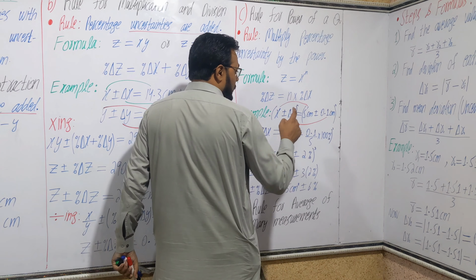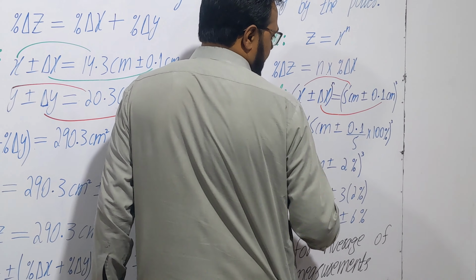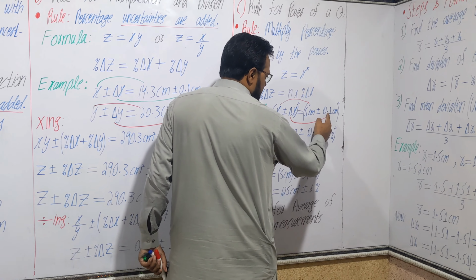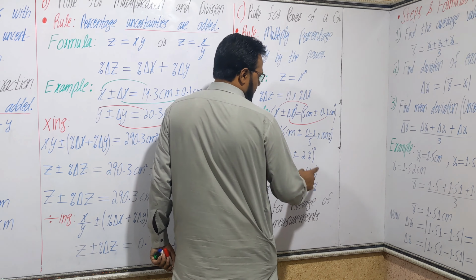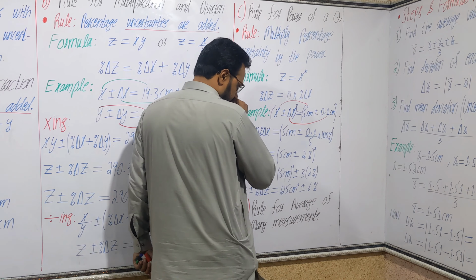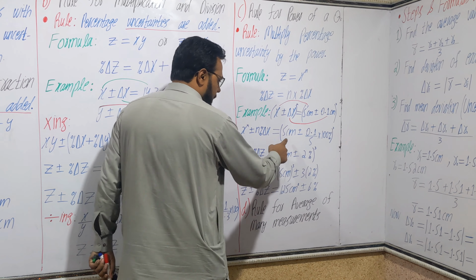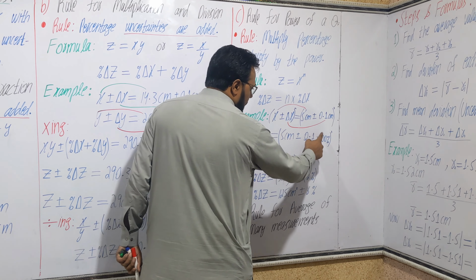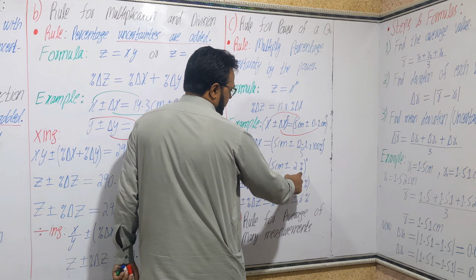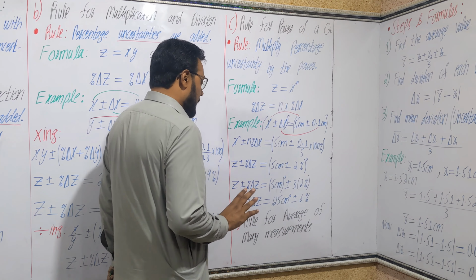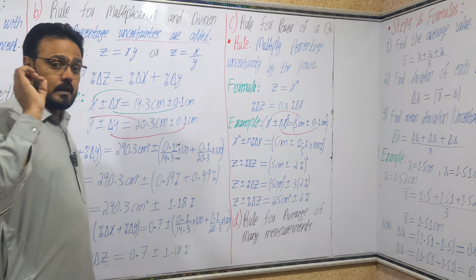First calculate the percentage uncertainty. Percentage uncertainty is 0.1 divided by 5 multiplied by 100. Power as it is. After division and multiplication, you will get 2%, with the power as it is. Now, listen carefully.